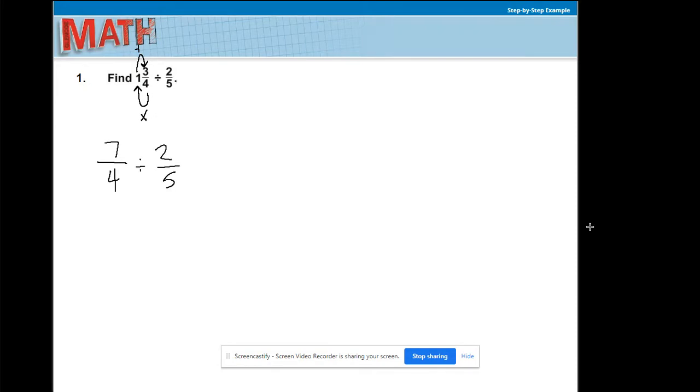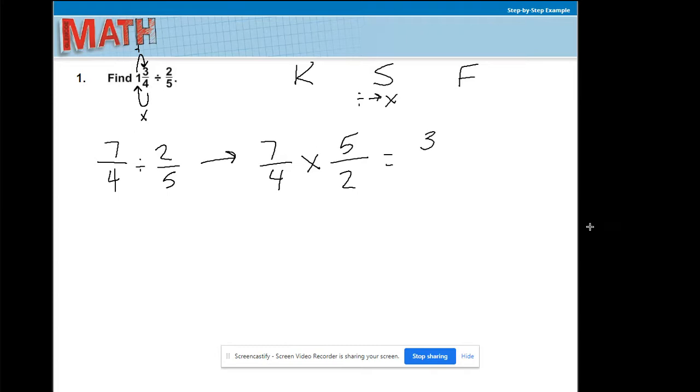So now we are going to do what we did in the previous 2 lessons. We are going to keep it, switch, and then flip, okay? So we are going to keep 7/4. Switch division to multiplication, and then flip the last one, which is then going to be 5/2. And then we are going to multiply across. So we get 7 times 5 is 35, and then 4 times 2, which is 8.